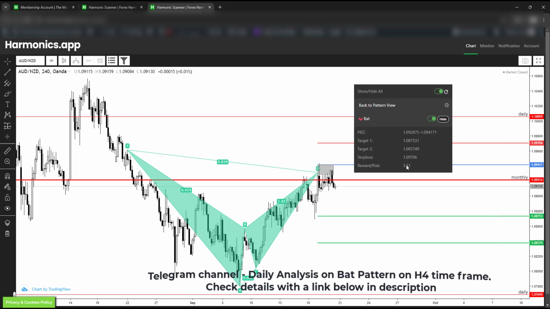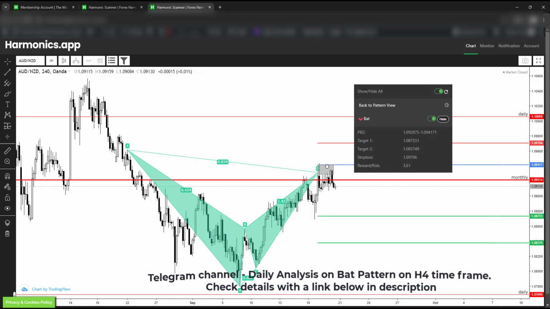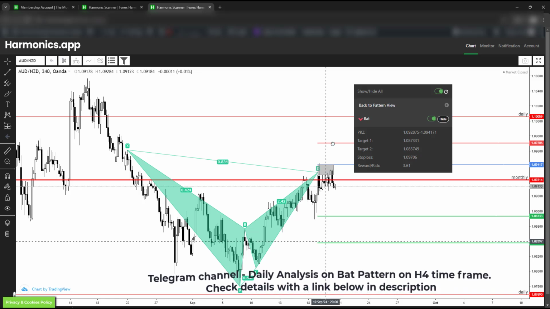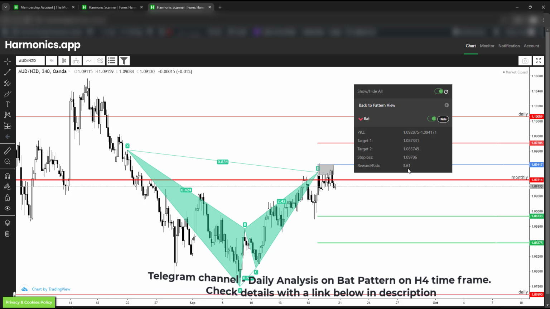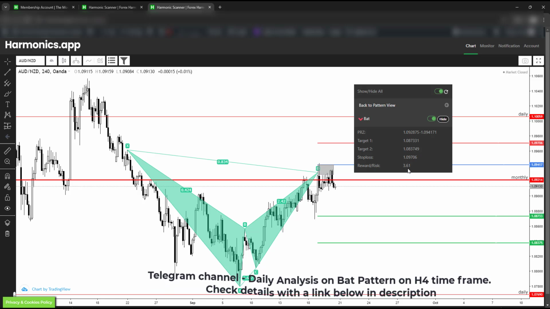Then we have a risk to reward ratio, which is 3.61, which means if you enter here at the blue line and exit here at the second take profit, compared to the risk that you are using, it is 3.61. So this is a great reward to risk.